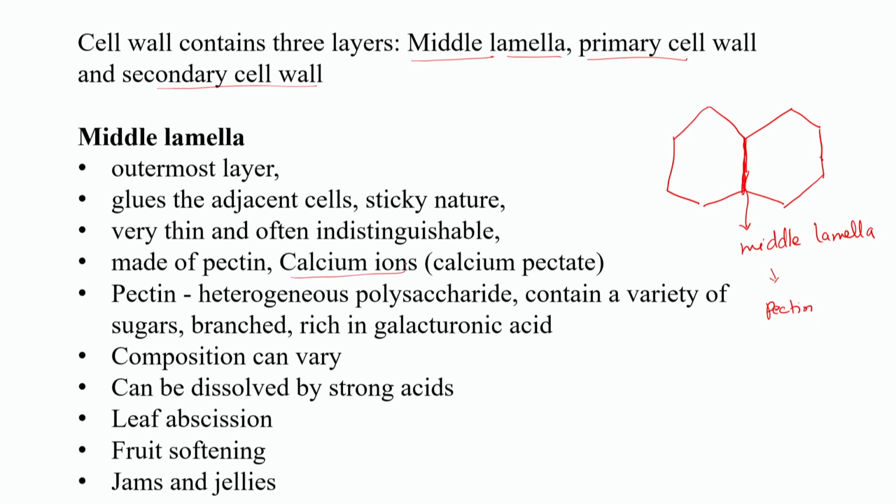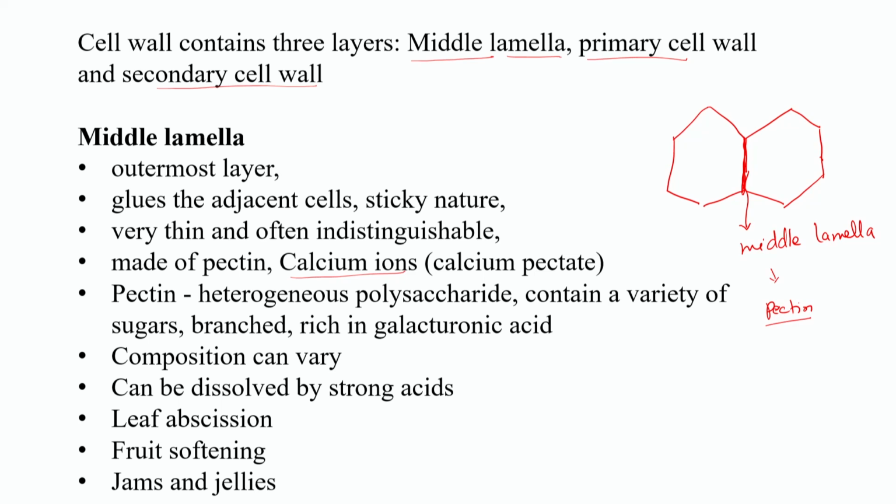The composition of middle lamella is, it is made up of pectin, and some calcium ions are also there. Now, pectin is also a polysaccharide which is heterogeneous in nature. Heterogeneous means that it contains different groups of monomeric sugar units. Like in cellulose, we have only glucose molecules which were attached together. So, it was homogeneous in nature, whereas in pectin, many different groups of sugars are attached.